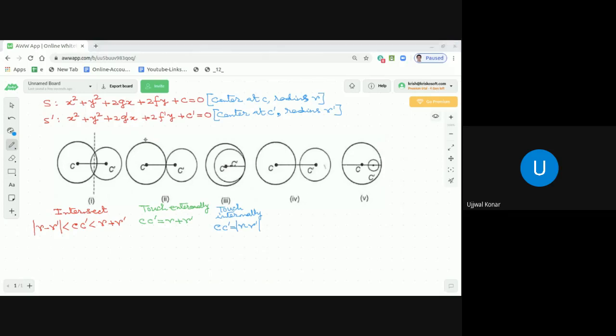Now let's come to case number 4. In this case, we see that these two circles are outside each other. Correct? So when they are outside each other, dear students, let me write it down.